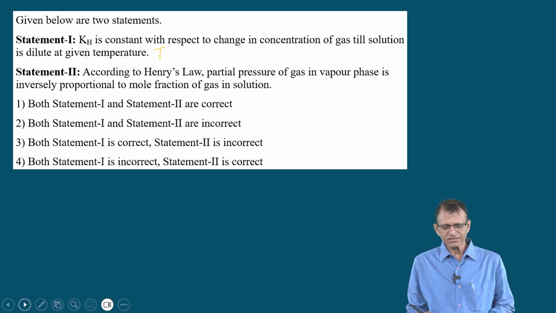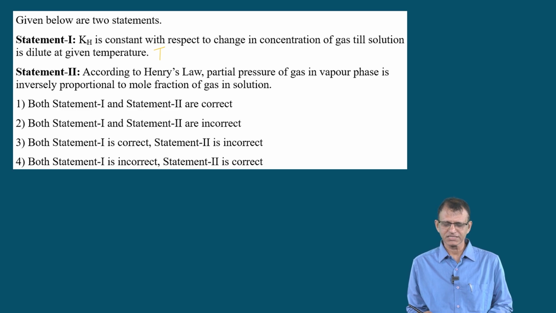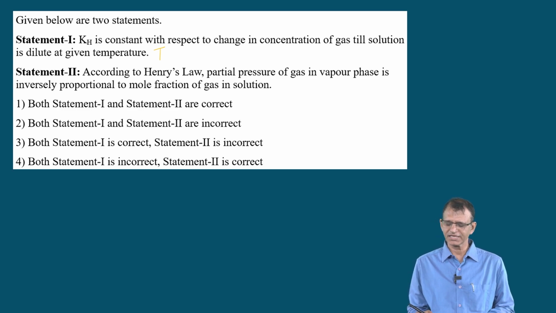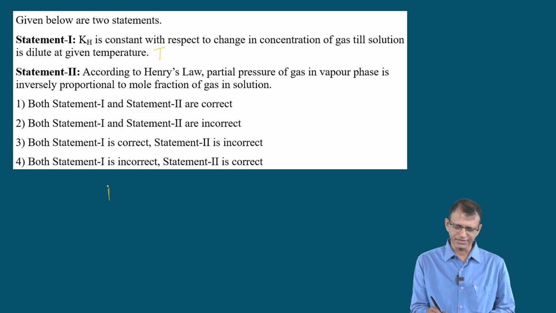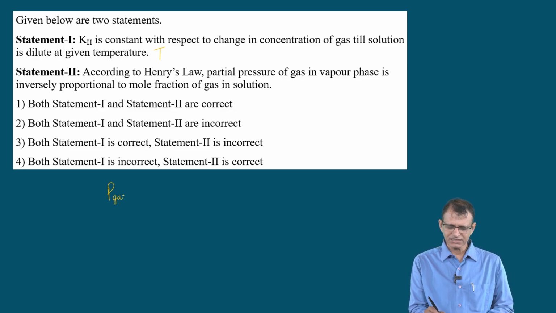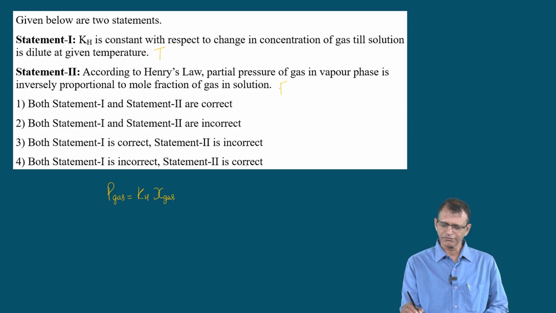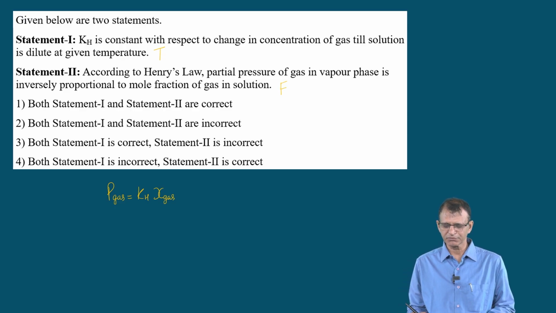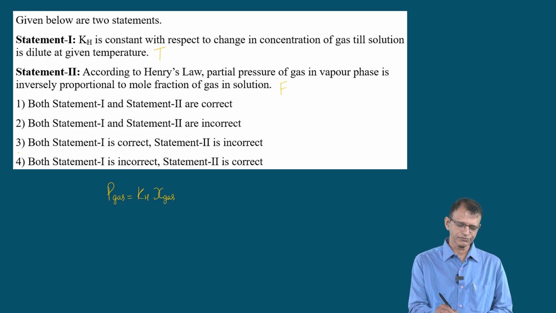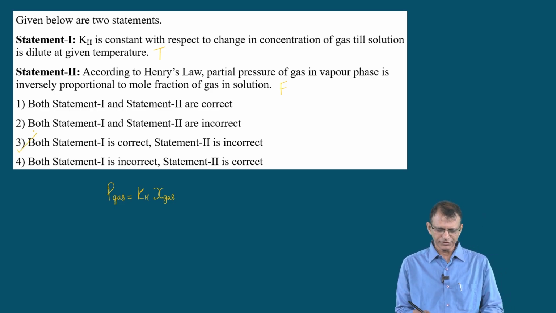The second statement, according to Henry law, partial pressure of gas in vapor phase is inversely proportional to the mole fraction of gas in solution. This seems to be wrong because we are writing that the pressure of the gas is equal to the Henry constant multiplied by the mole fraction of the gas. So pressure of the gas is directly proportional to mole fraction of the gas in the solution. So this seems to be false. First statement is true and the second statement is false. So from here we are getting that third will be the answer for this. Moving to the next problem.